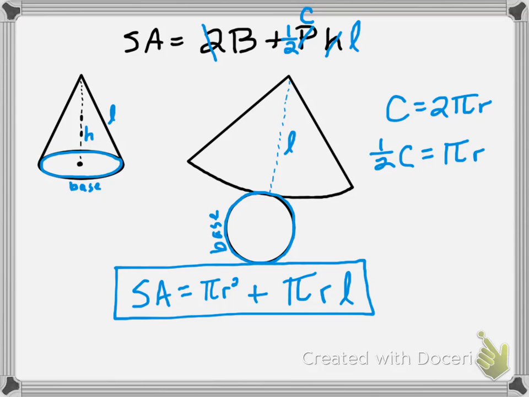But if you notice, this one's not too bad to use, because it's just pi times r plus pi times r times L. The good thing about this formula too is there are no capital letters here. There's nothing to calculate. You just plug in the numbers you have from the problem, from the figure. So now we have the formula for surface area of a cone. Now let's see an example.